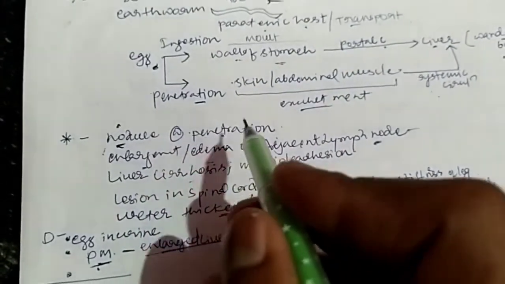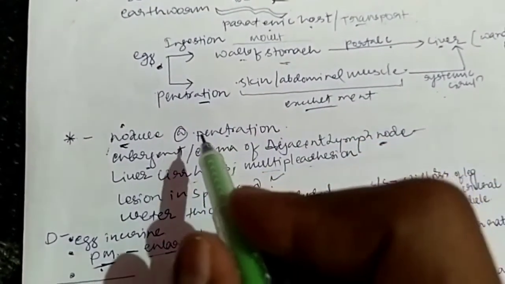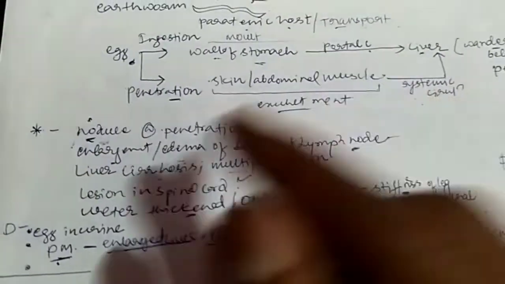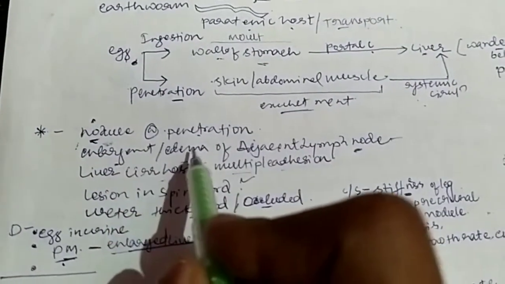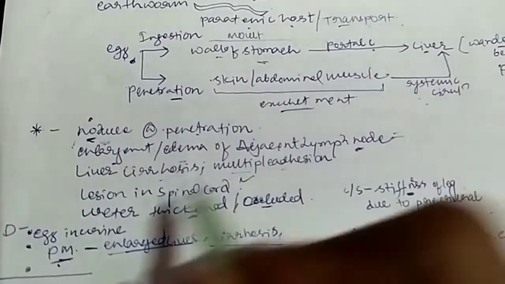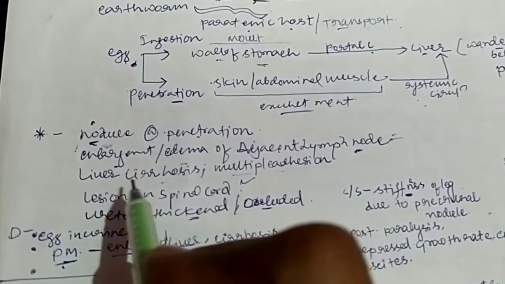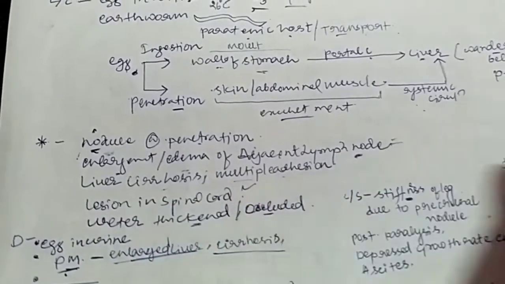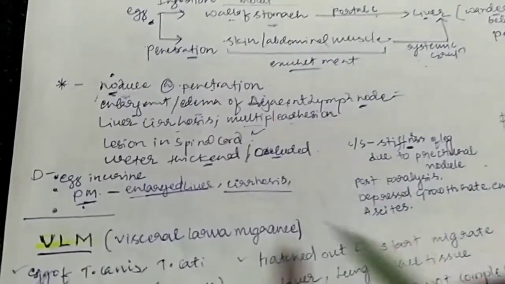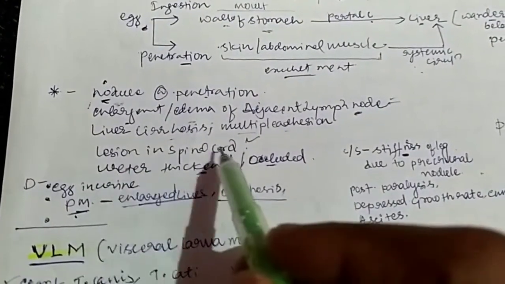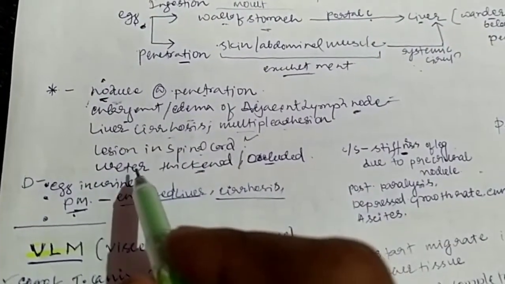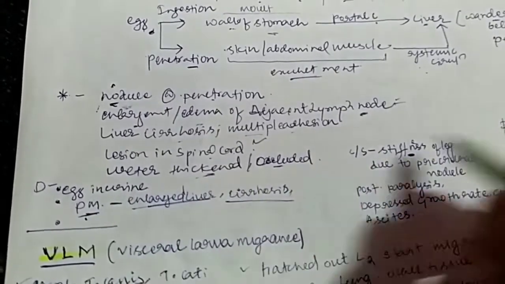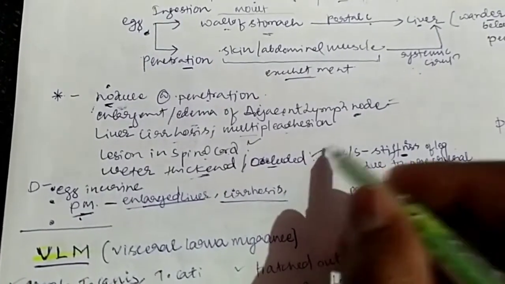Because of penetration by the larva, at the site of penetration there is formation of a nodule, and enlargement and edema of the adjacent lymph node can be seen. The adult worms migrate in the liver, which will eventually lead to liver cirrhosis and multiple adhesions in the peritoneum. Sometimes lesions may also be seen in the spinal cord, and the cyst found in the ureter will lead to a thickened ureter, and sometimes to occlusion.